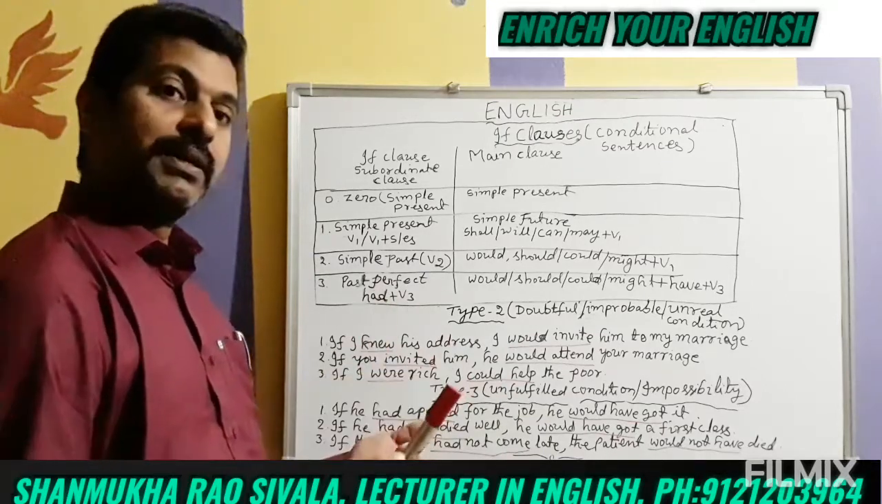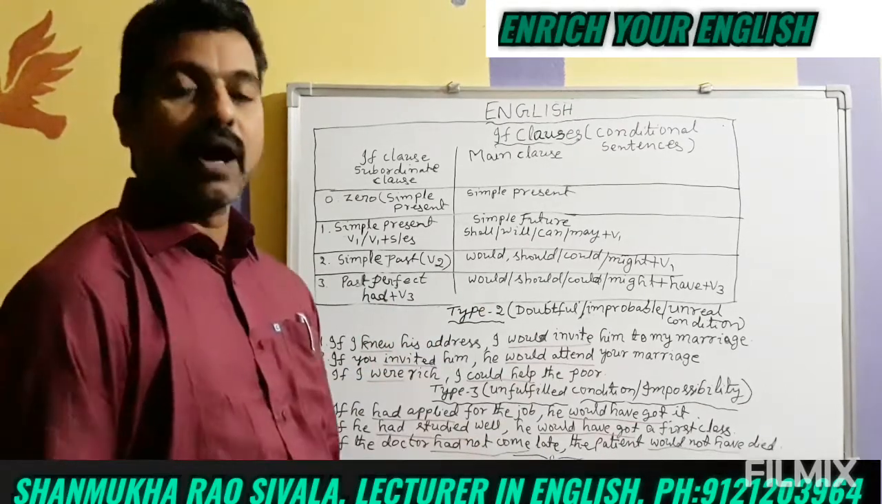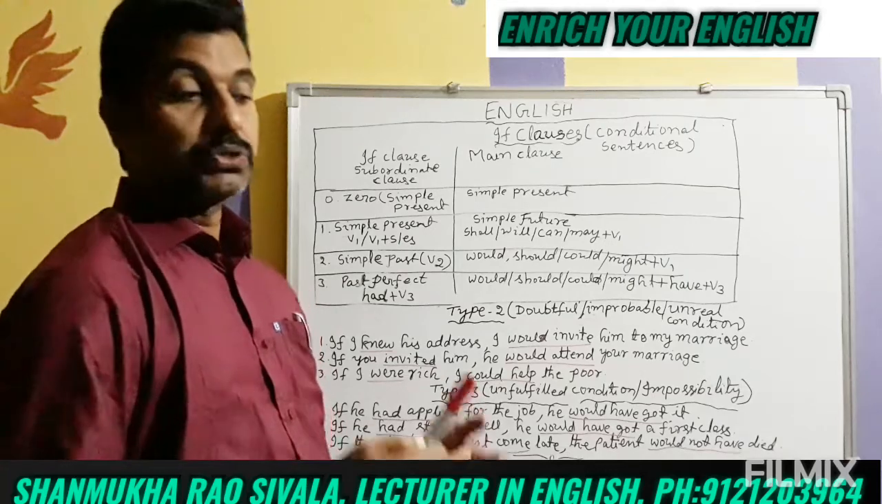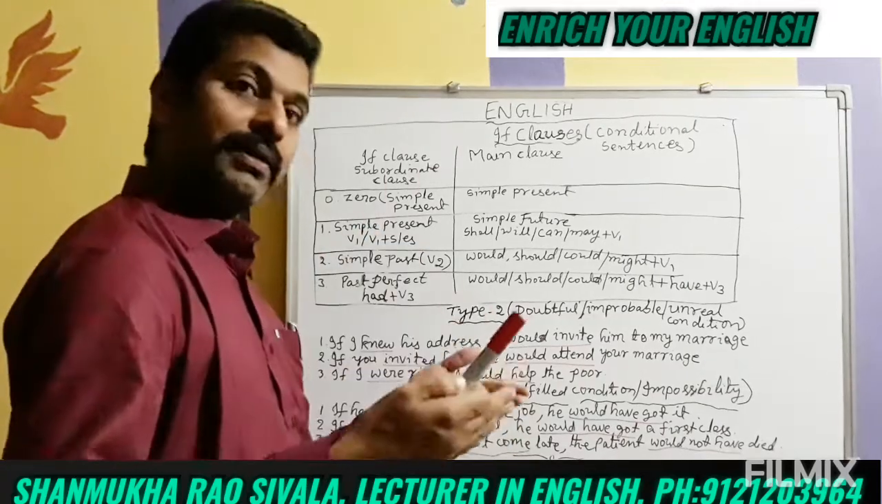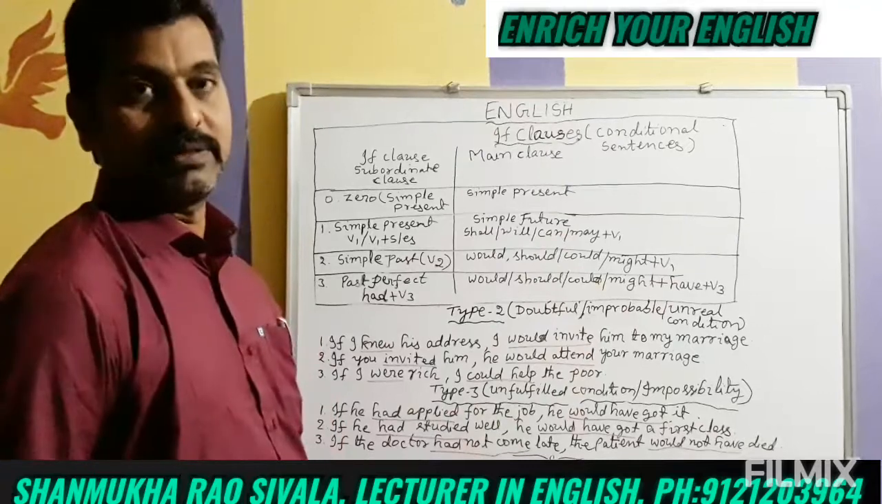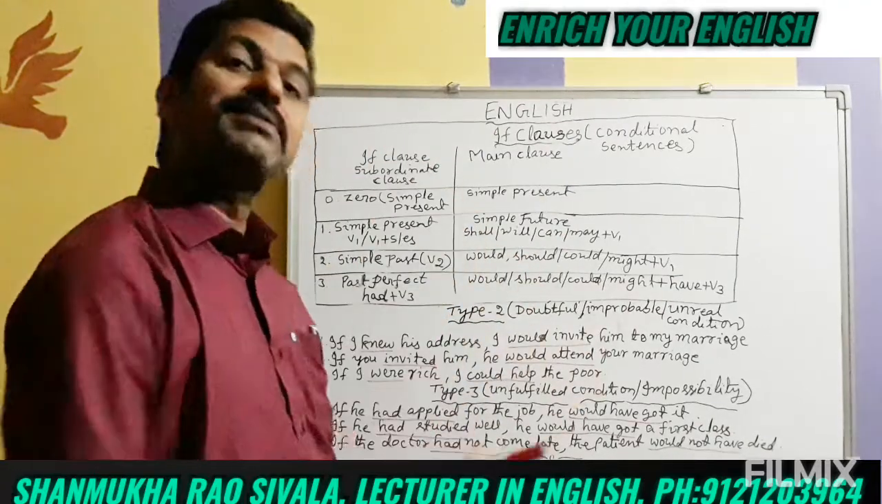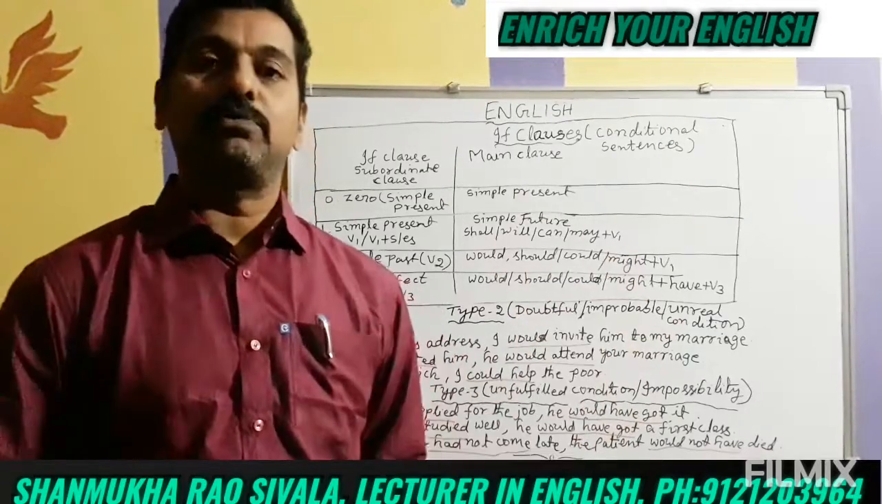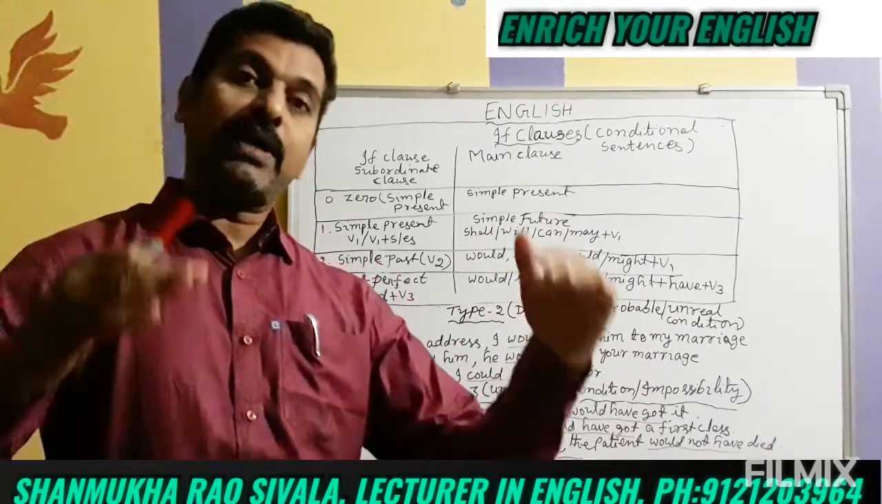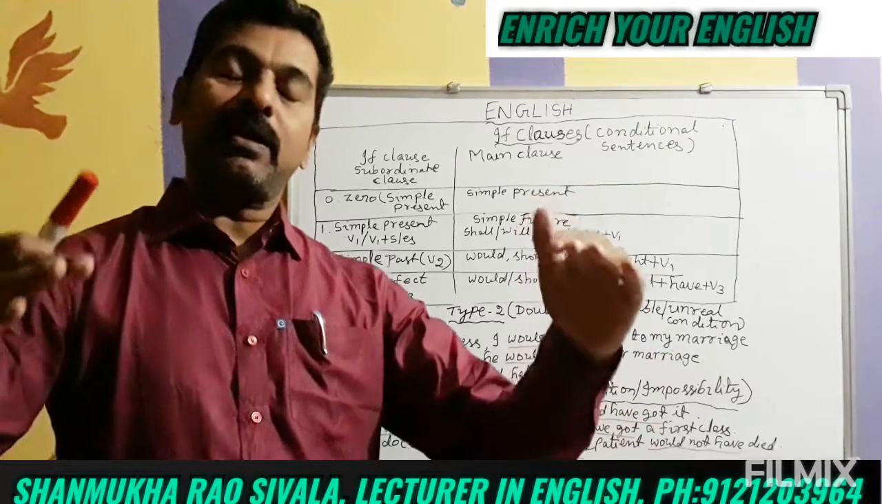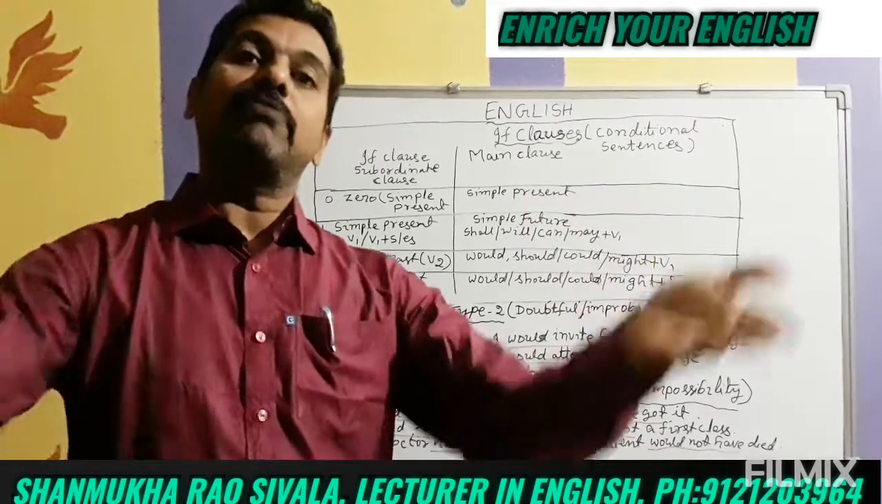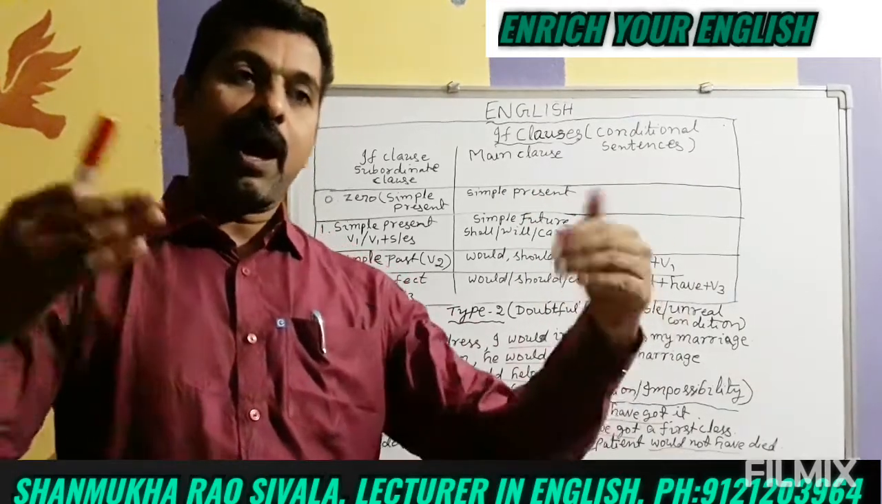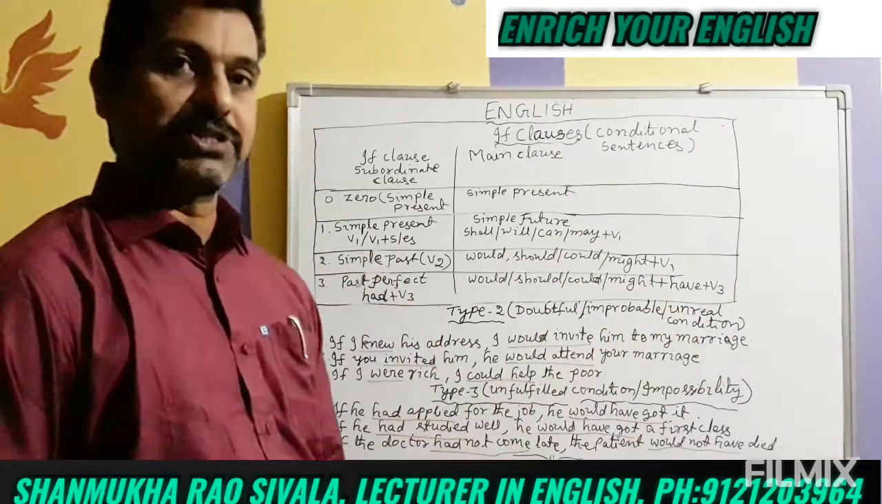I don't know his address, that's why I can't invite him to my marriage. So that's why I am saying, if I knew his address, I would invite him to my marriage. Here I am imagining the situation. If I really knew his address, I don't know whether I would invite him or not. It is a doubtful action.